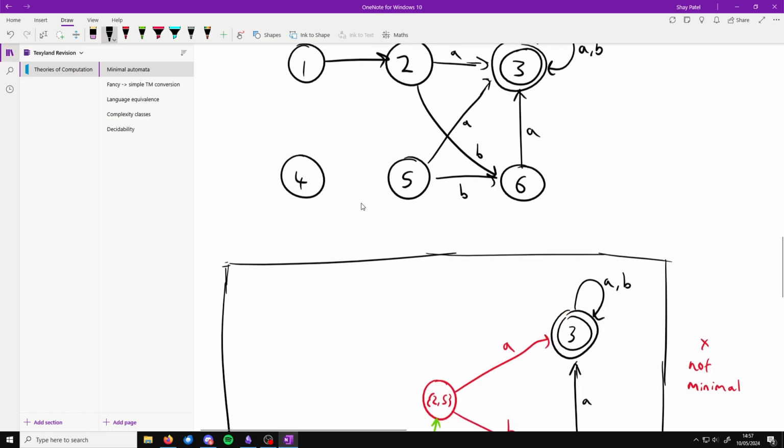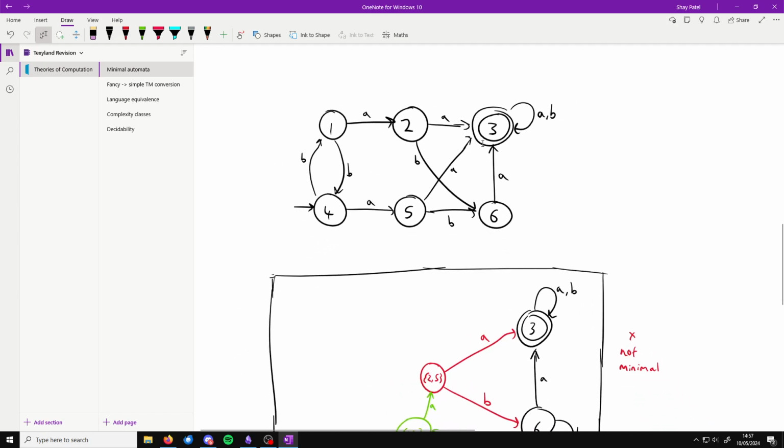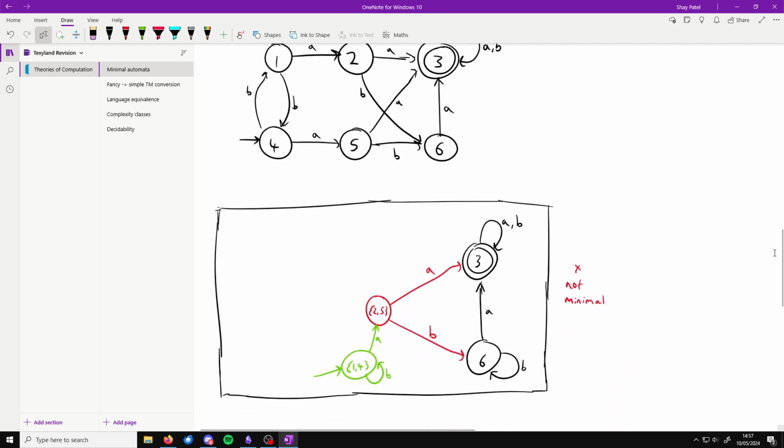What are we missing here? Okay, A goes to 2, 5, so we had A going here. I think it was this. Oh, Sid's got it. Okay, lovely. BA, yeah, looks like that's the same. Cool. So this was our initial DFA, and this is how we've minimized it.